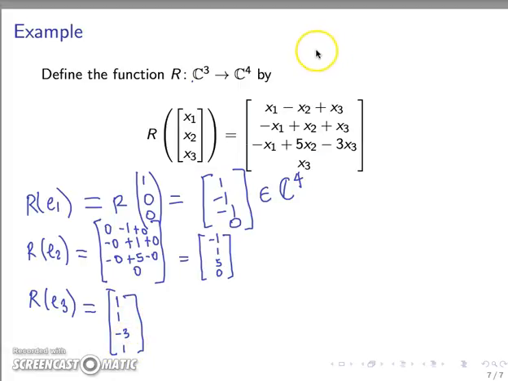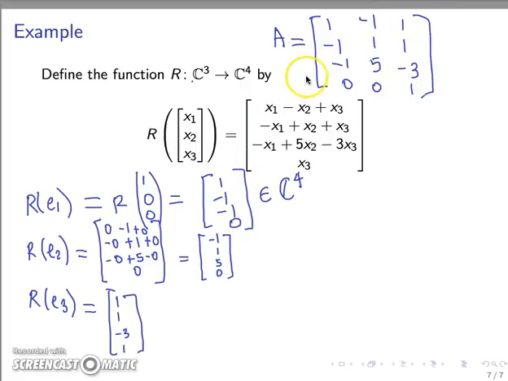Which means that in this case, the matrix associated with this linear transformation would have 3 columns, and these columns are 1, minus 1, minus 1, 0; minus 1, 1, 5, 0; and then 1, 1, minus 3, 1. So this would be the matrix associated with this linear transformation, which was obtained by evaluation of the standard unit vectors in the definition of this map or operator.